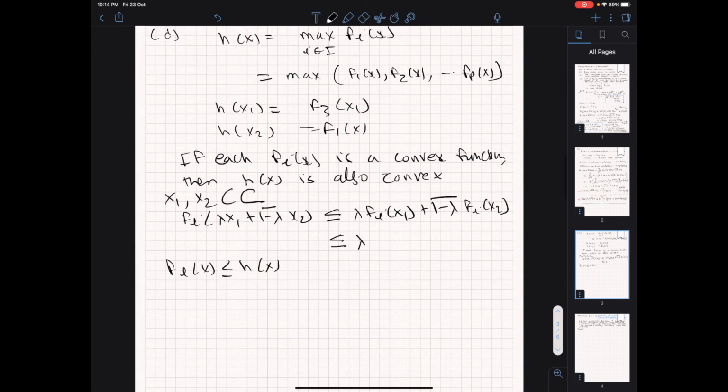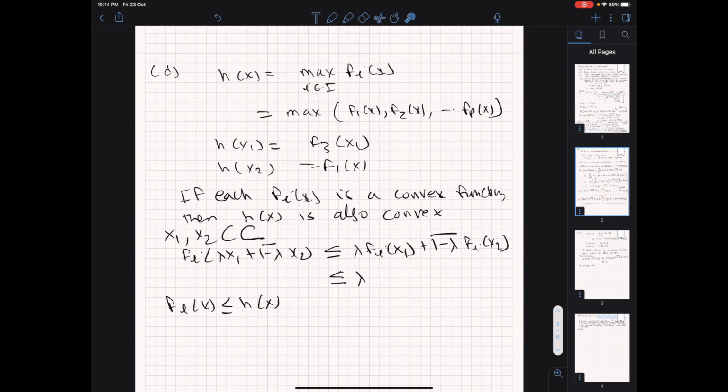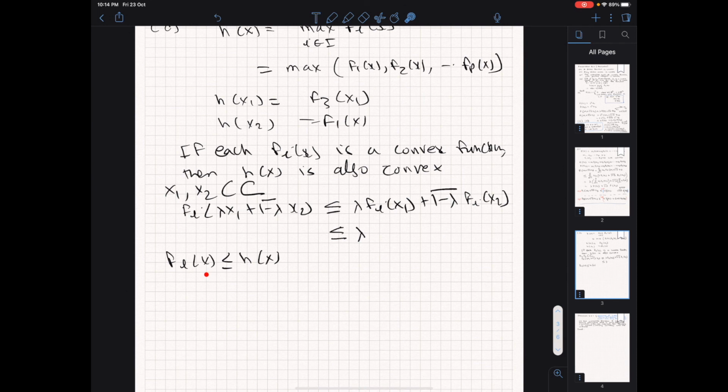Why? Because h of x is defined as the max over all of them. So therefore, because it is the max over all of them, each individual one of them is either equal or less. So therefore, I can write this as lambda times h of x1 plus 1 minus lambda times h of x2.